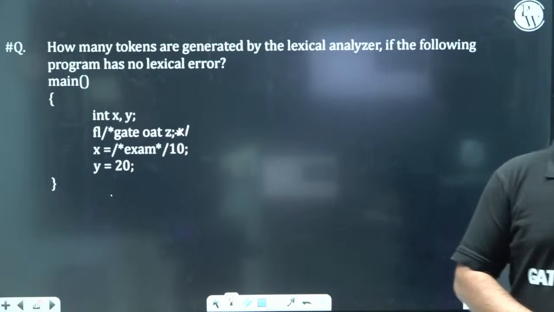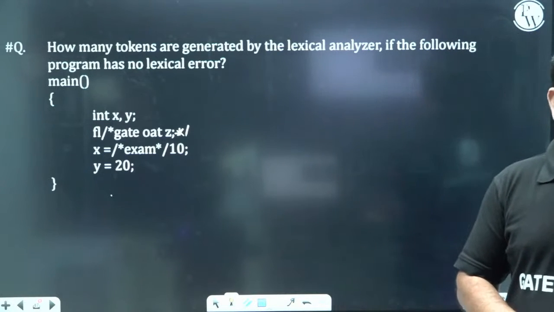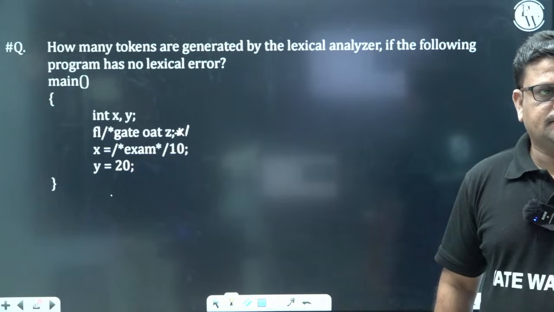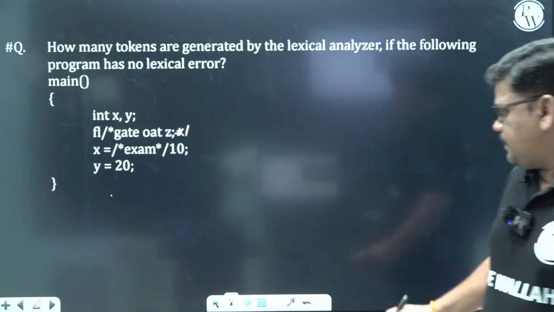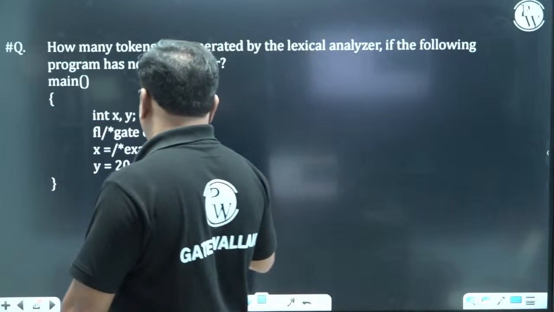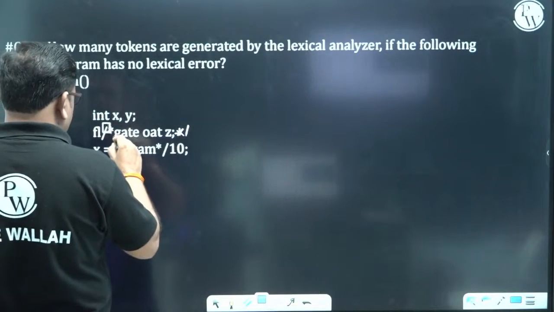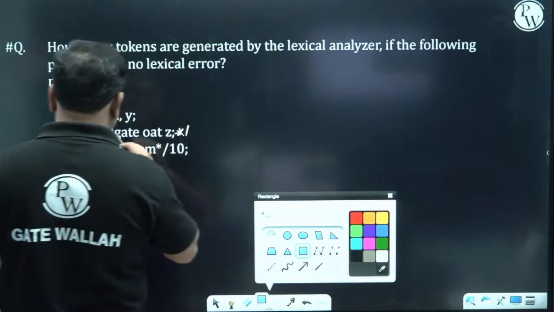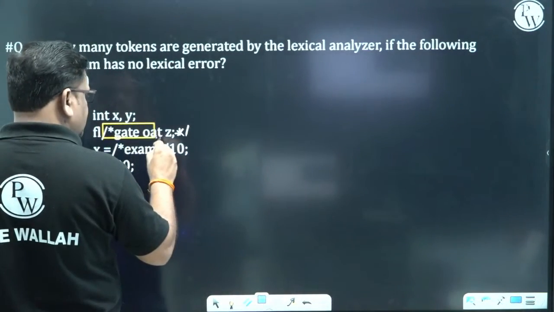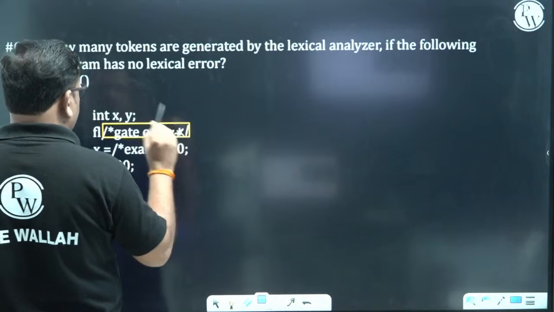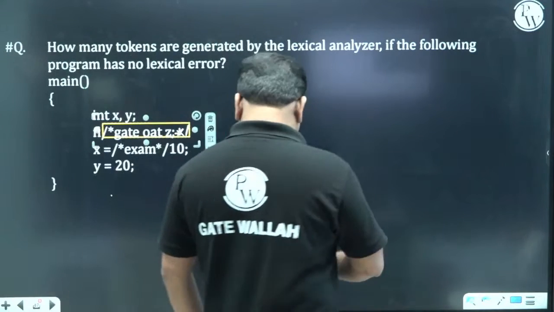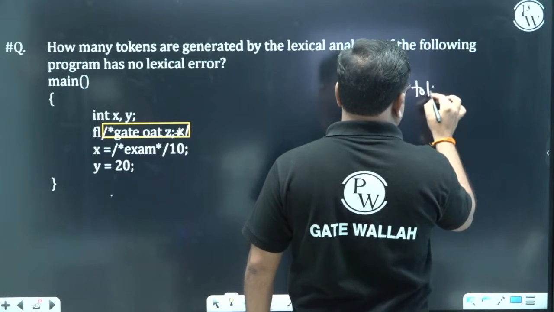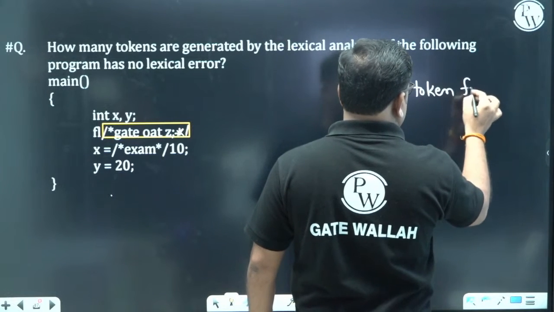Comments will not be counted. Any answers for this? So what you have to do here is, whenever we are generating tokens for this, you should remove it from our list of tokens. For a comment, how is it removed? No token is produced for a comment.